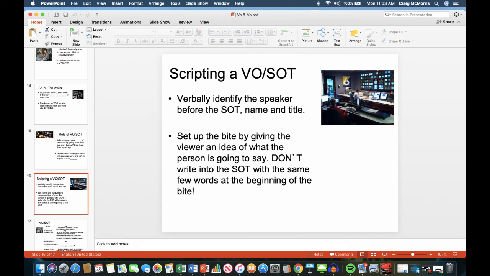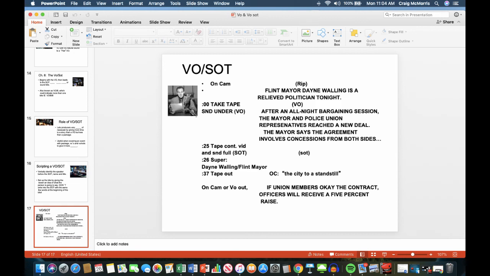Scripting a VOSOT. Verbally identify the speaker before the SOT. Give their name and title. Set up the bite by giving the viewer an idea of what the person is going to say. Don't write into the SOT with the same few words at the beginning of the soundbite. It's redundant. And finally, let's show you what a VOSOT would look like if you're scripting it for a newscast.